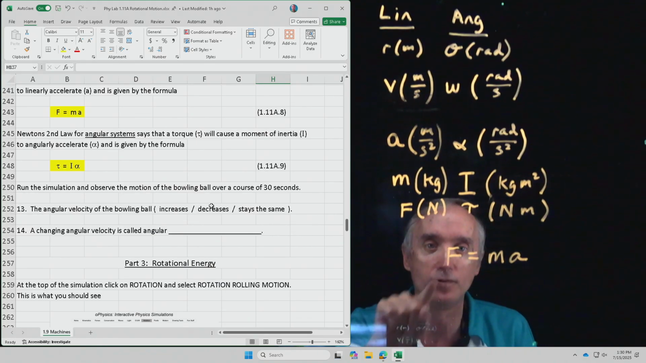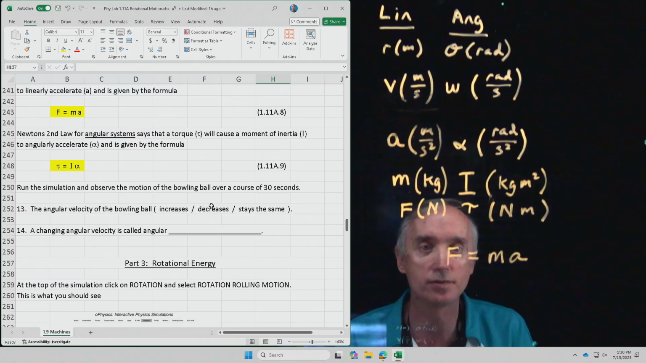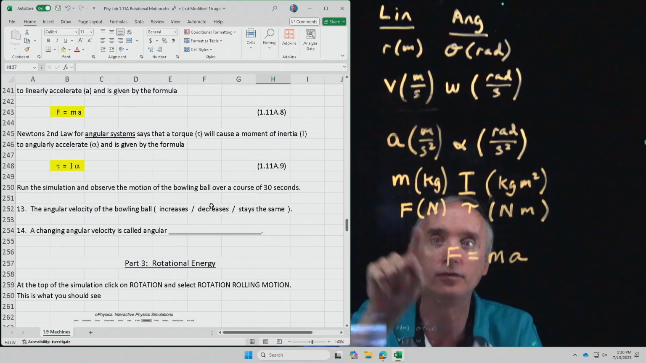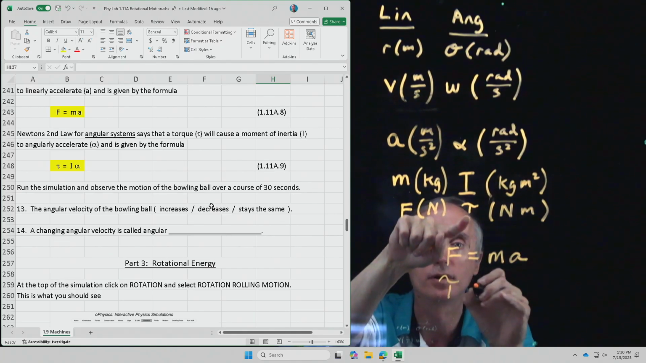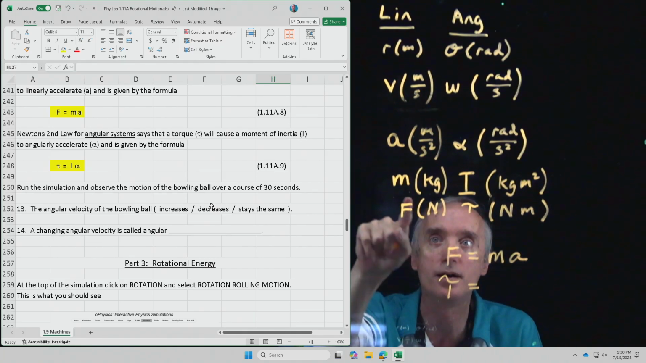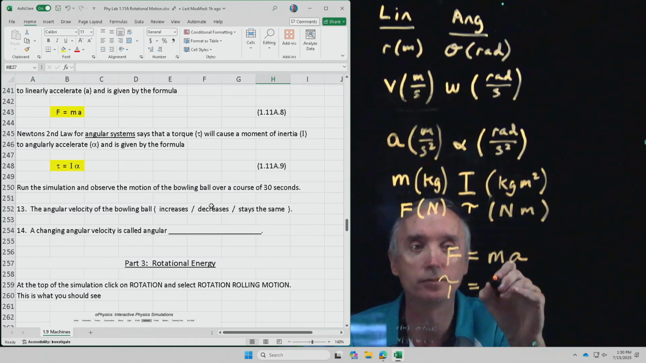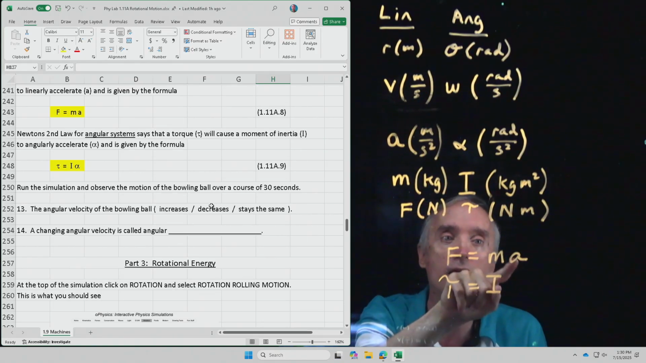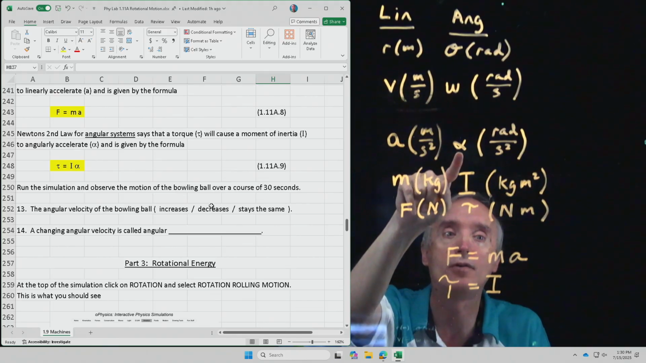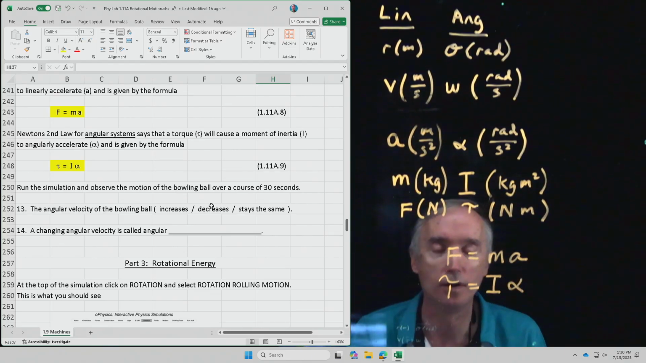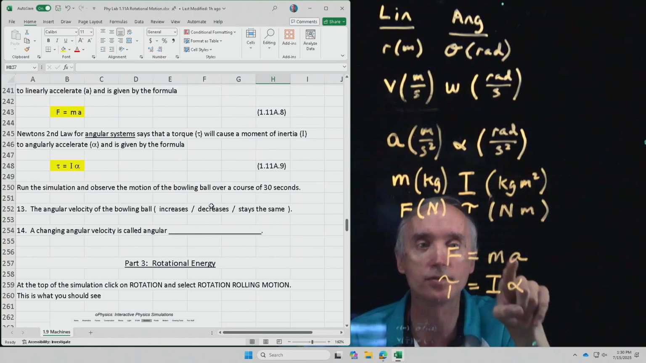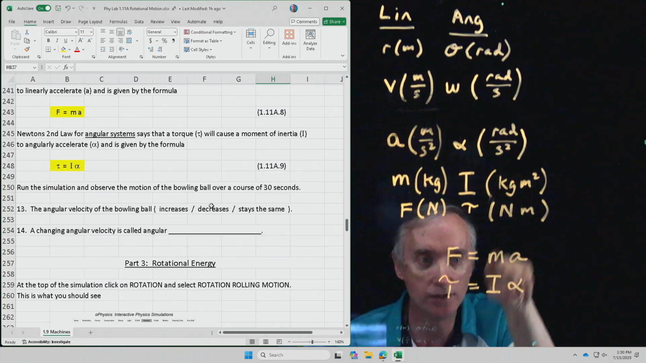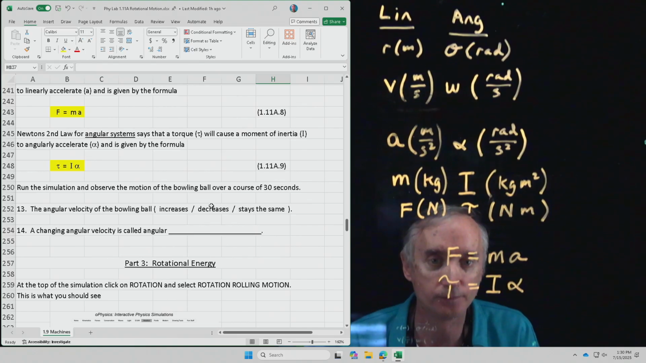So here's the second law for linear systems, and now instead of the letter F, we're going to put in torque. So that a torque causes, instead of an M, we're going to put in the I, and instead of the A, we're going to put in the alpha. So a torque will cause something to angularly accelerate. So a torque causes something to rotationally accelerate.